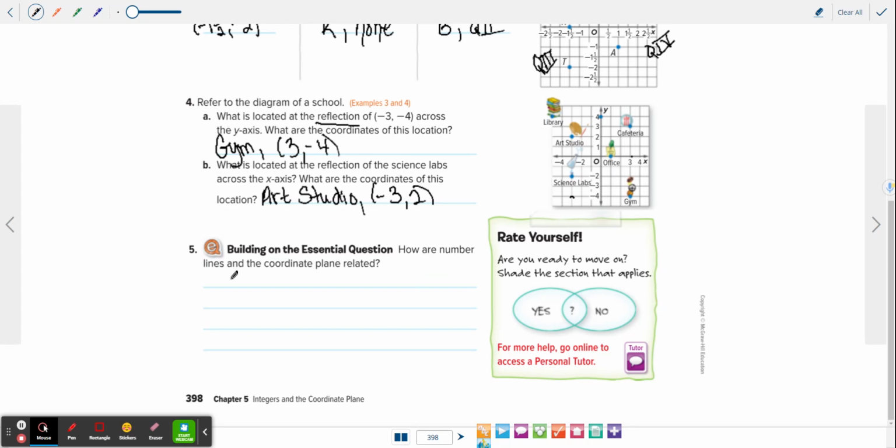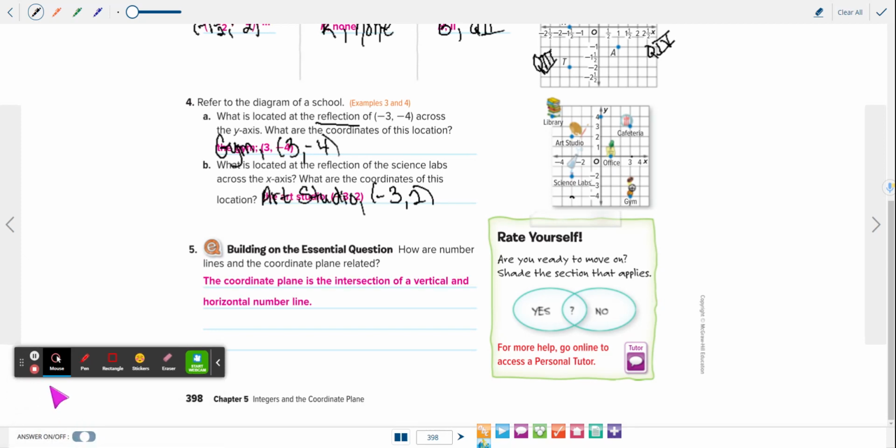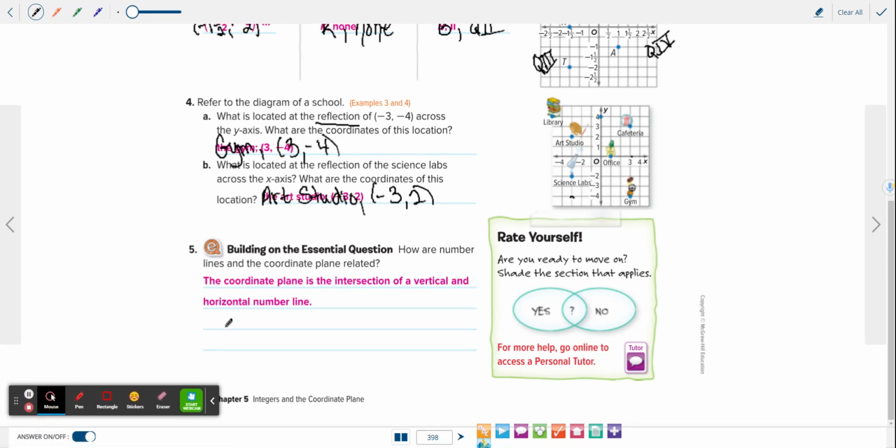All right, and then number 5, how are number lines and the coordinate plane related? I'm just going to show you what they say the answer should be. It says the coordinate plane is the intersection of a vertical and horizontal number line. So basically, they're just saying this makes the coordinate plane. The x and the y lines intersecting makes the coordinate plane. Don't worry about number 5 because that's the definition of coordinate plane.